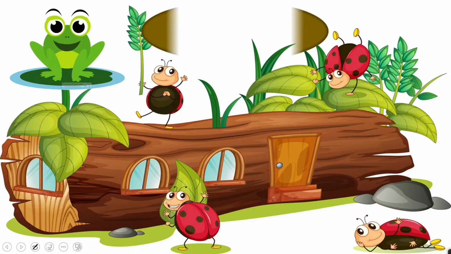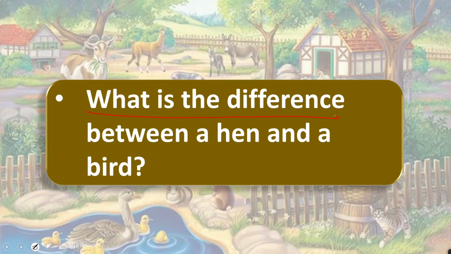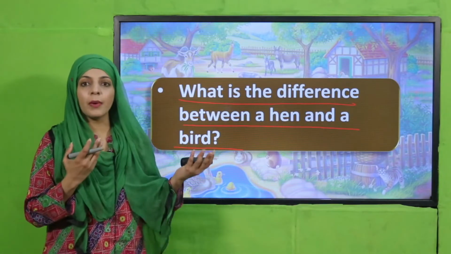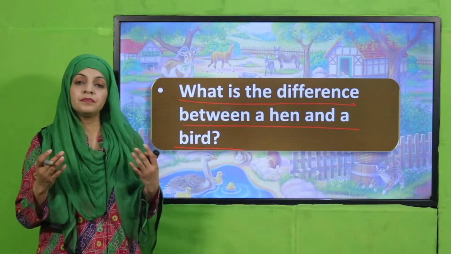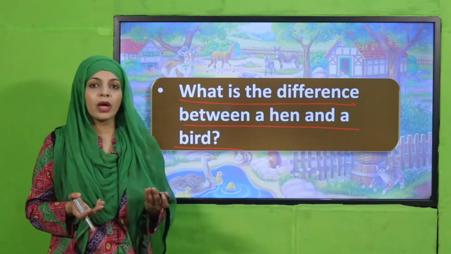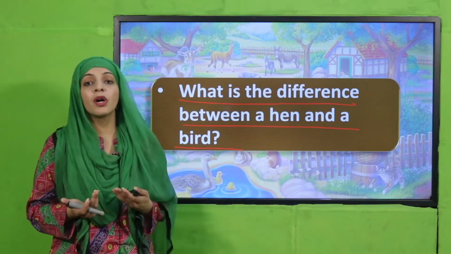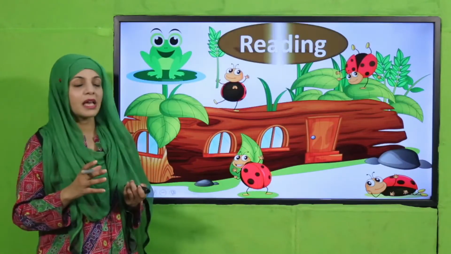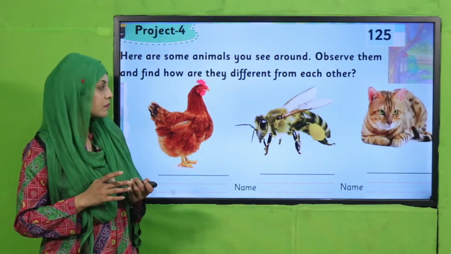So, my dear students, now let's move forward towards the pre-reading question. What is the difference between a hen and a bird? एक hen में और bird में क्या फर्क होता है? Hen does not fly very high and birds जो हैं वो काफी ऊंचा fly करती हैं. Hens nest नहीं बनाते जबकि birds nest बनाते हैं. So, these are some differences between birds and hen.